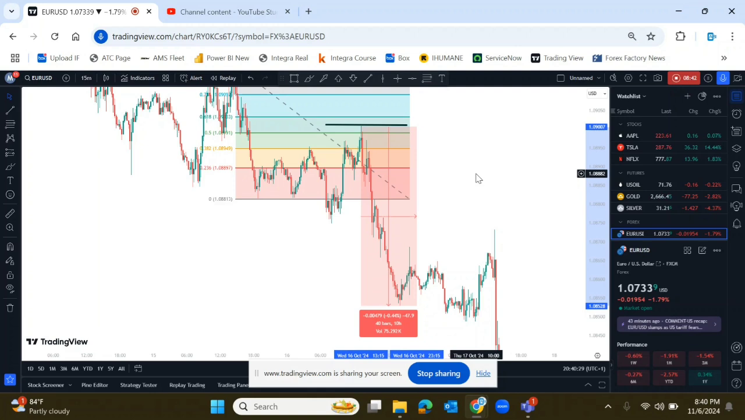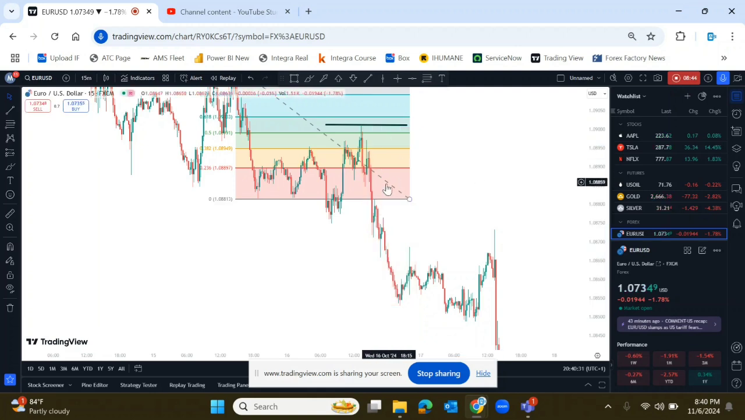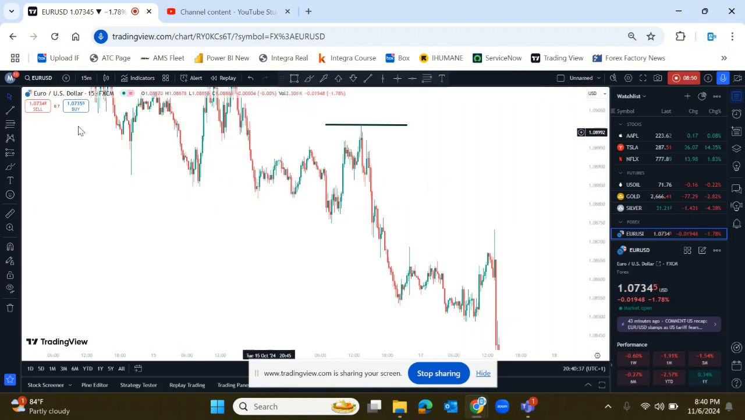Okay, so now this is another retracement level. So we will now draw our Fibonacci again at the new entry level that we just decided.